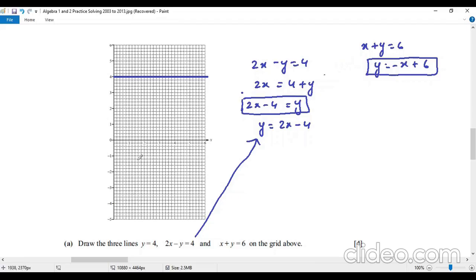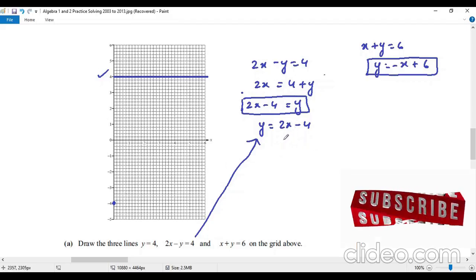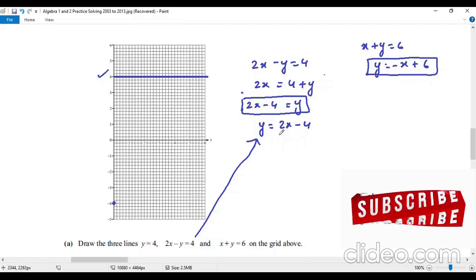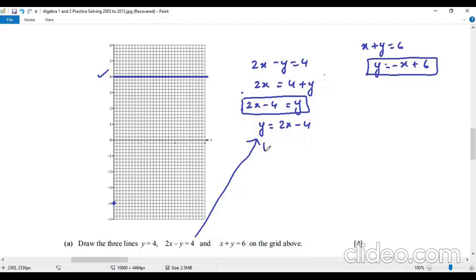The first line is already drawn. Now y equals 2x minus 4. That means your line is going to begin from here. If x equals 0, well, y you know very well. Now if y is 0, how much is x going to be? So y equals 0, so 2x minus 4 equals 0. That means 2x equals 4, so x equals 2. That means your line is going to start from here and cross at x equals 2. Something like this.